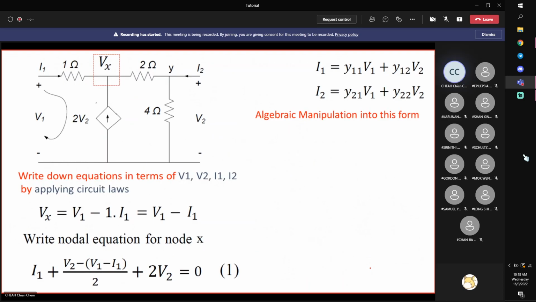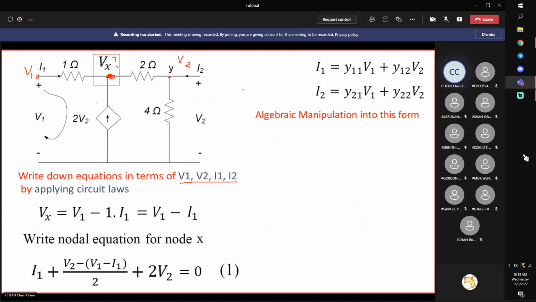All right, first thing, we need to write down the equations in terms of the 4 variables only, so that you can rearrange into this form. Now, if there are some variables which are not in terms of the 4 variables, then try to relate them. For example, if you use nodal analysis, then over here this is V1, and over here this node is V2. But here there's a node which we do not know. Then you have to call it Vx.